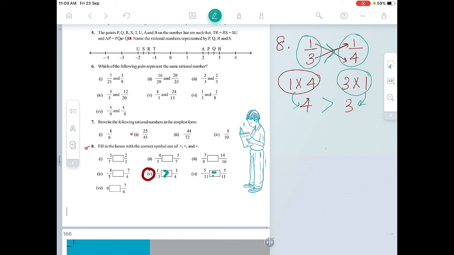By checking this one we can understand these two are equal. Okay. And here 0 and 7 by 6. 7 by 6 is an improper fraction. So it must be greater than 0. Let's check this example.